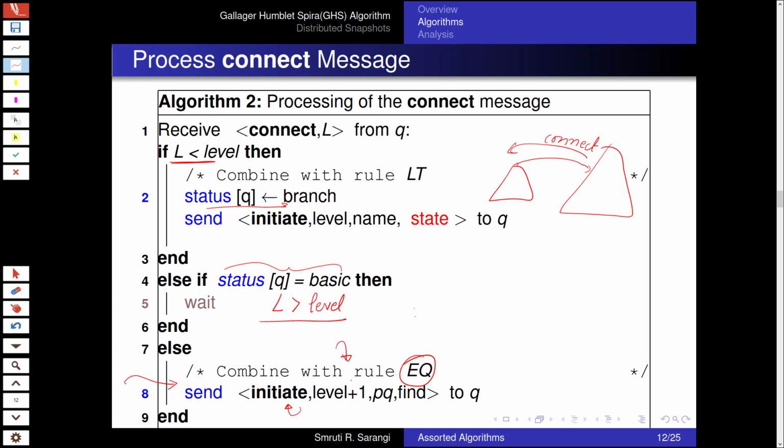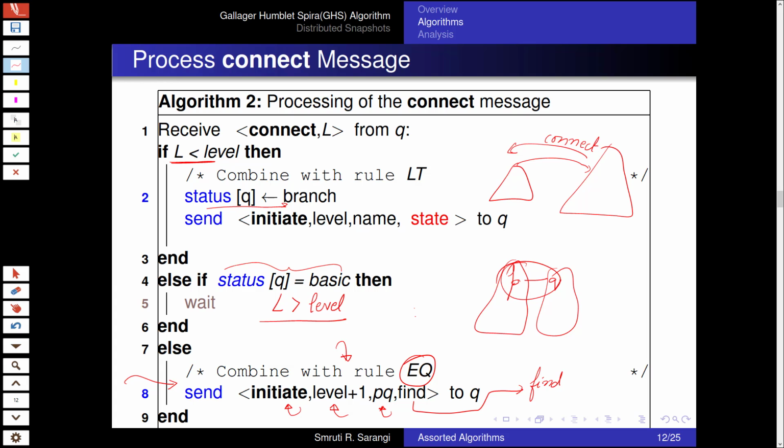So we are saying that they are at the same level. So, well, no problem. Your new level is level plus 1. And your new name is the edge via which this message is coming, the joining edge, which is PQ. Right? So, P on one side and Q on the other side, and that this is how we are joining. And so, the name of the edge is PQ. And furthermore, given that we have joined, our new state should be equal to find. Find basically because now we have become a bigger fragment, so we further need to expand our fragment, which means that we need to find our least weight outgoing edge and grow. So your state is find as well as my state also has to become find. So this is basically what we do, that we send an initiate message to the new fragment, and the new fragment starts the process of finding.